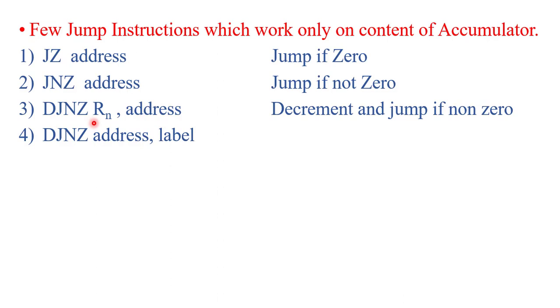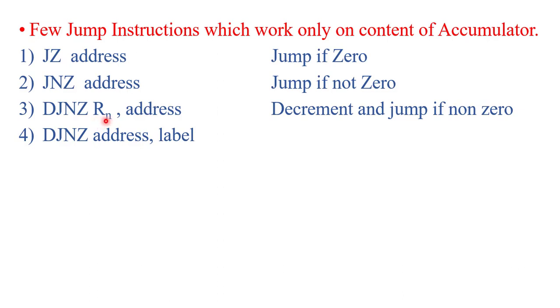Now third is DJNZ Rn, address. This instruction tells that decrement and jump if non-zero. These instructions are not going to work on the content of the accumulator. They work on the register mentioned here, that is the Rn register. Rn register is basically the R0 to R7 register of a selected register bank. So this instruction works on the content of the register given here. First we decrement the content of the Rn register.